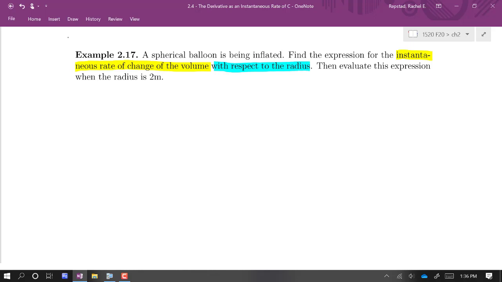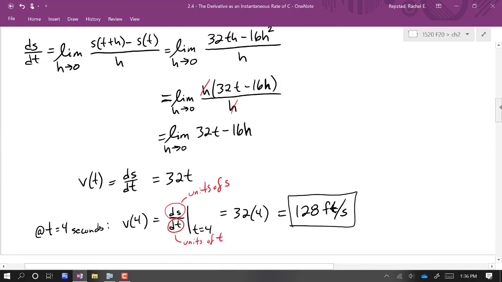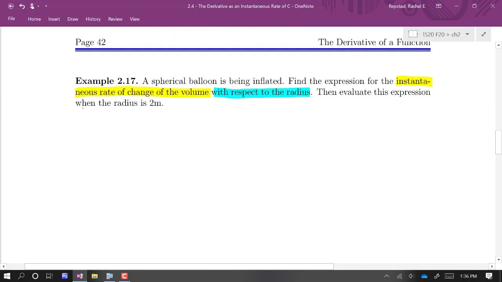But it's important to know what variable we're respecting, right? When we find the slope of a tangent line, we want dy dx. That's with respect to x. When we find the velocity, that's a time rate of change, feet per second. We're taking the derivative with respect to time. Here, we're going to find the instantaneous rate of volume with respect to the radius. And so that means the first thing we want is a function of volume where the independent variable is the radius. And we have that.